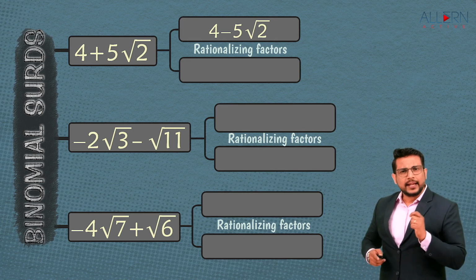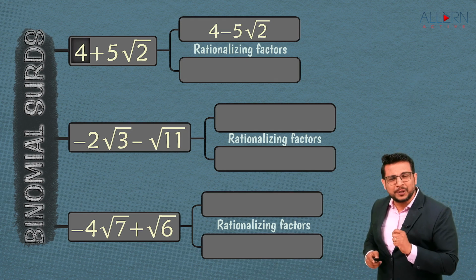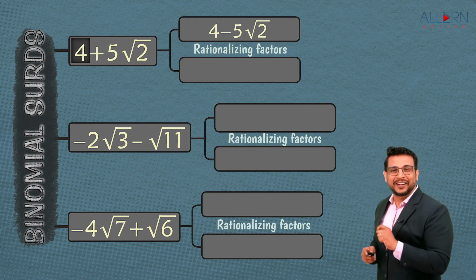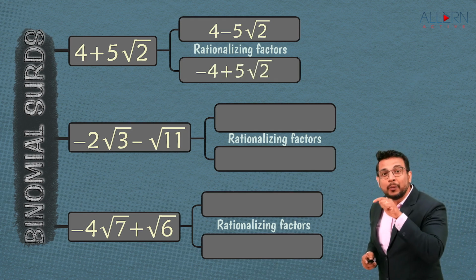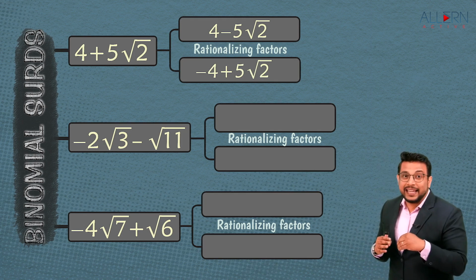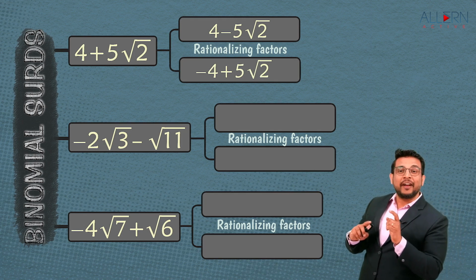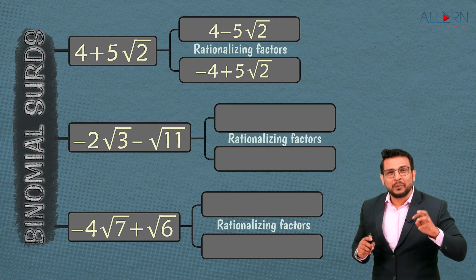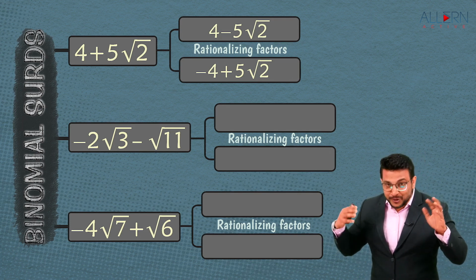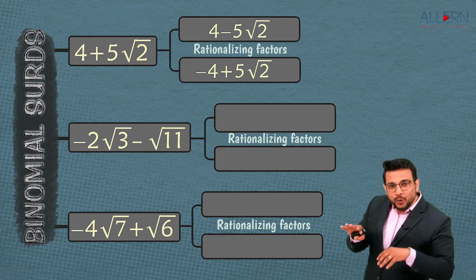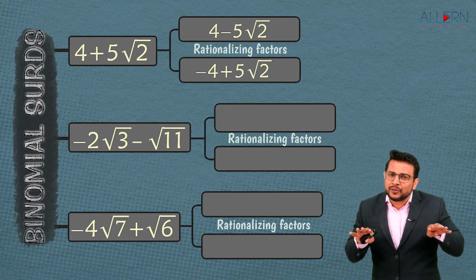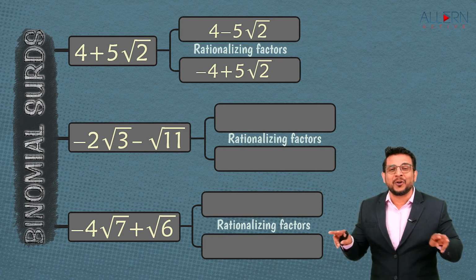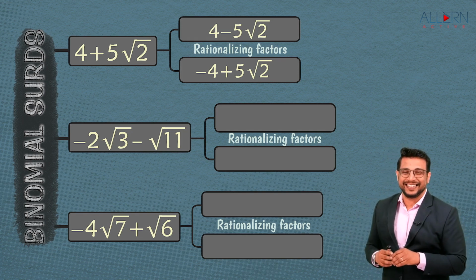Okay, so you'll say, there is one more option. What is the other option? You will change the sign of 4. So what is that? It will be minus 4 plus 5 root 2. That means here I can say the rationalizing factor for 4 plus 5 root 2 is also minus 4 plus 5 root 2. In other words, we can also say that 4 plus 5 root 2 and minus 4 plus 5 root 2 are a conjugate pair of surds, isn't it?